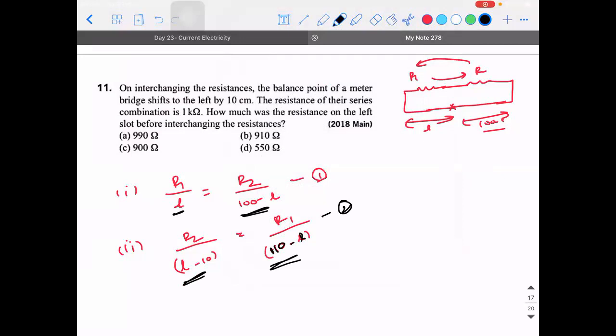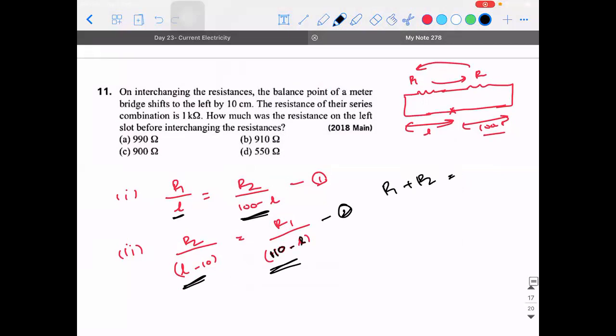And one more important point. The resistance of their series combination, R1 plus R2, is 1 kilo ohm.